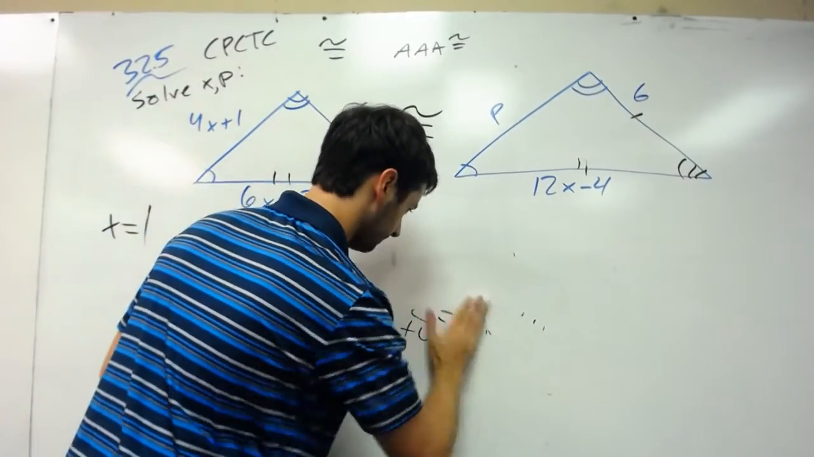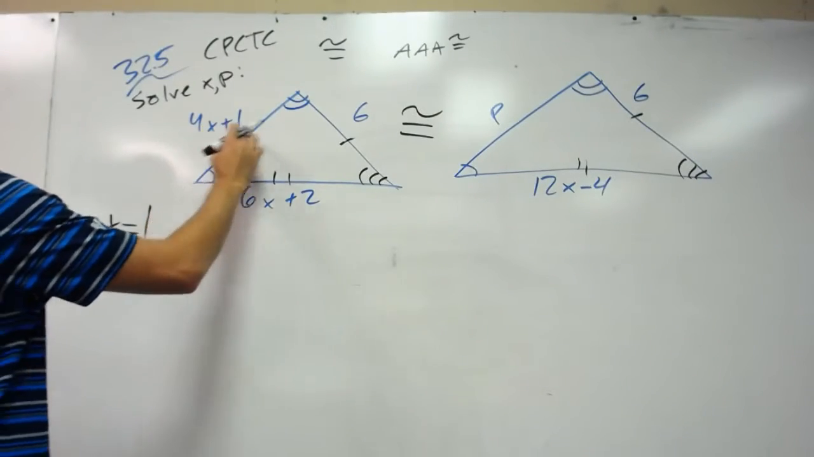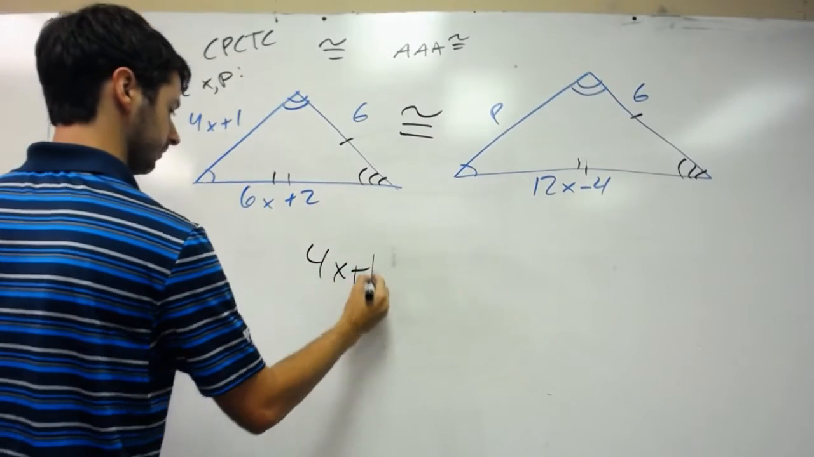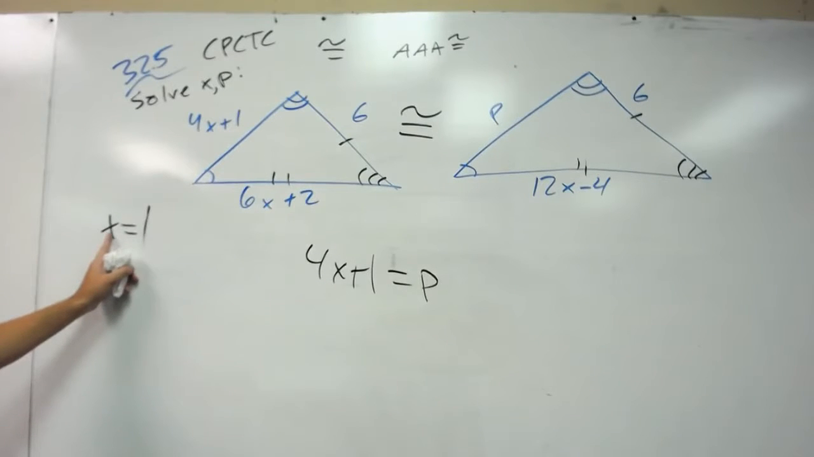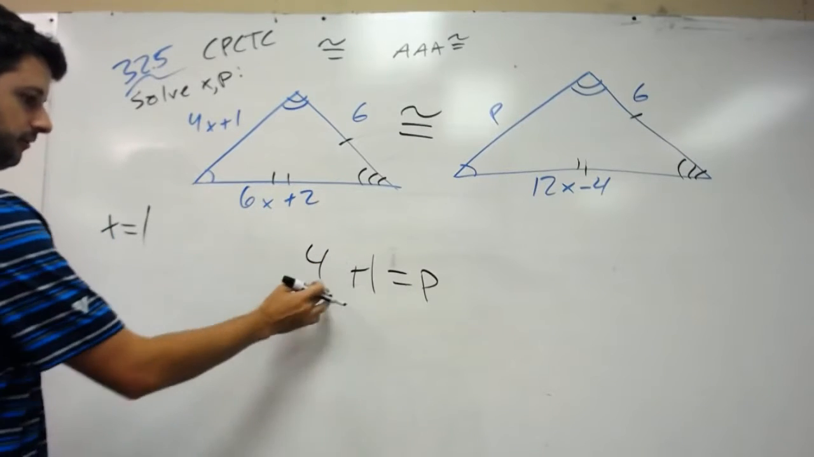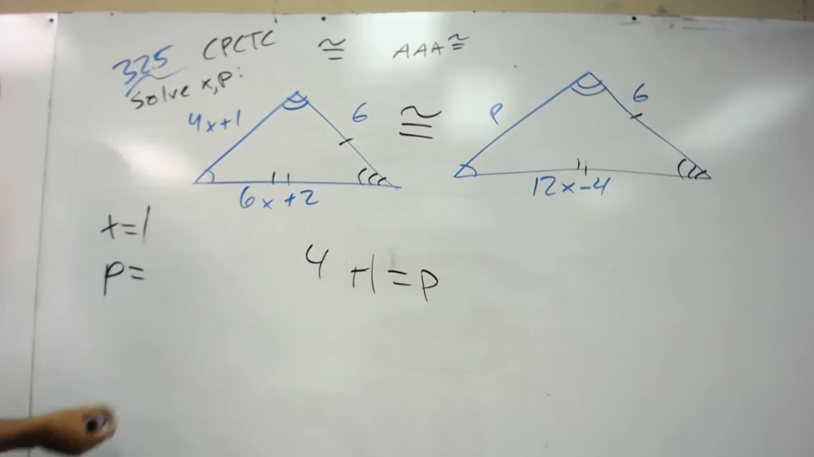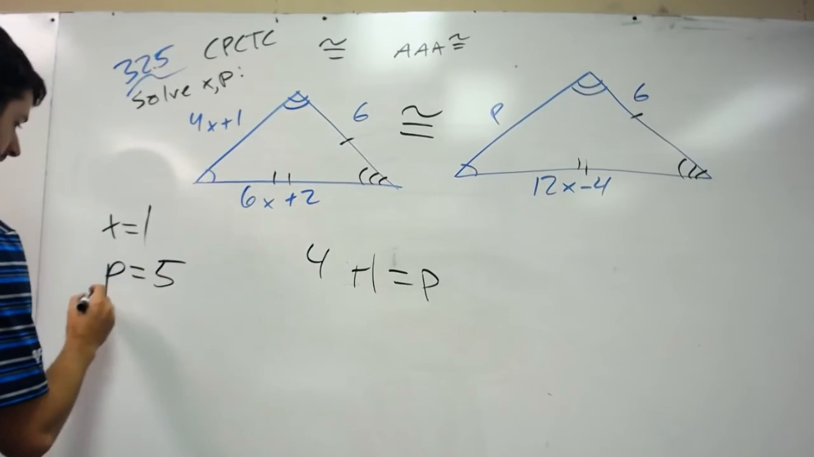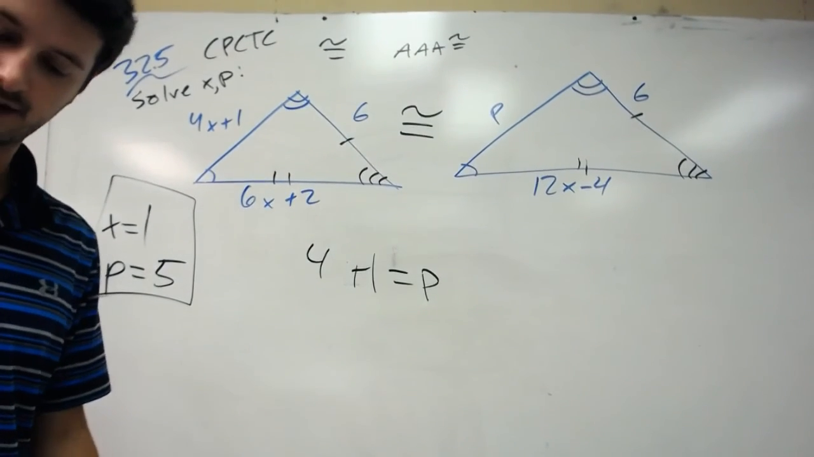Now we need to solve for p. So therefore, 4x plus 1 equals p. We know that x equals 1. So we could say 4 times 1, or just eliminate the x. 4 plus 1 equals p. Therefore, p equals, let me plug that into my calculator, p would equal 5. And there would be your two answers. And that's how you do corresponding, or congruent triangles, sorry. But that is the end of lesson 32.